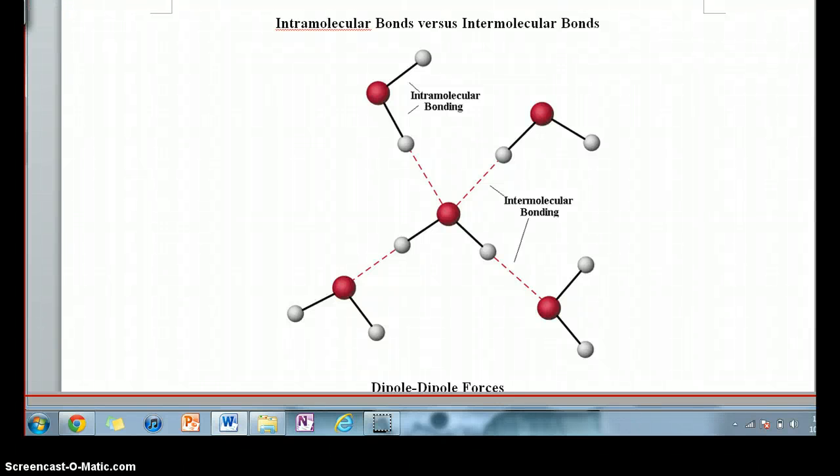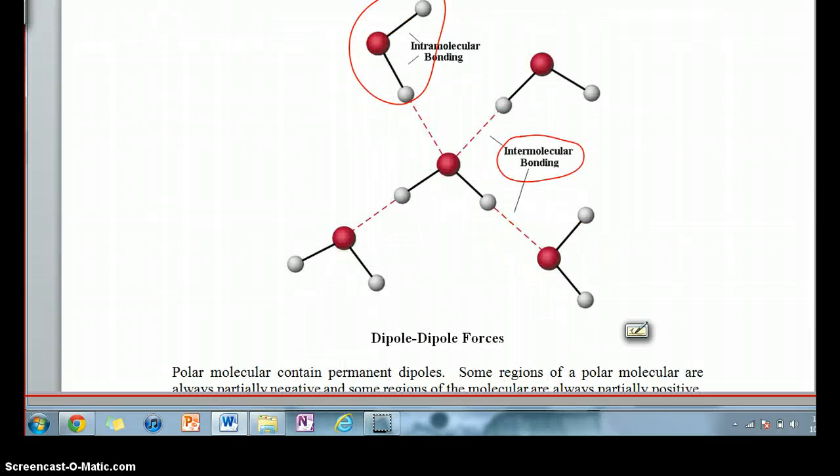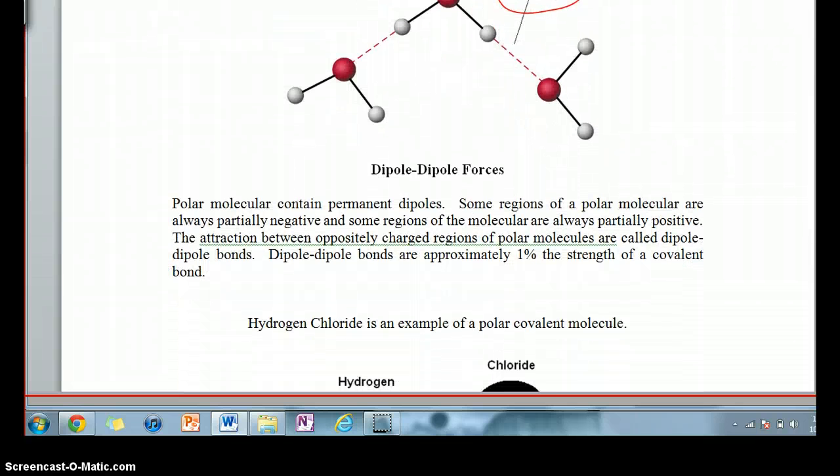Okay, so this picture is just another way of looking at intra versus intermolecular forces. Again, intra is within a particular molecule, and intermolecular forces are the forces between those molecules. Okay, so the first intermolecular force that we're going to talk about is dipole-dipole forces.